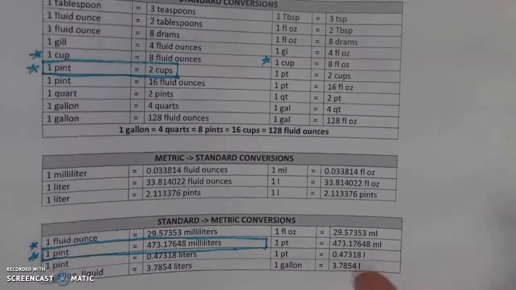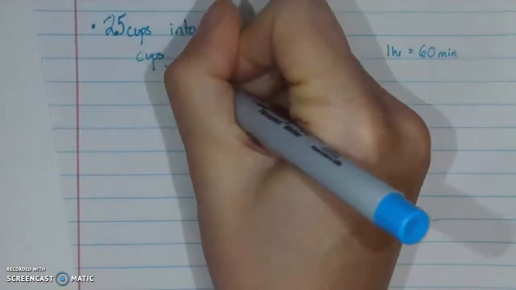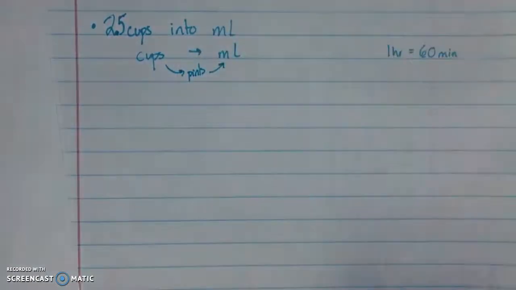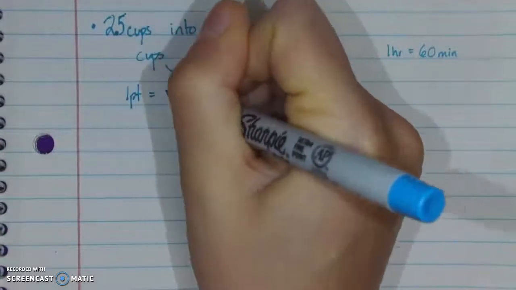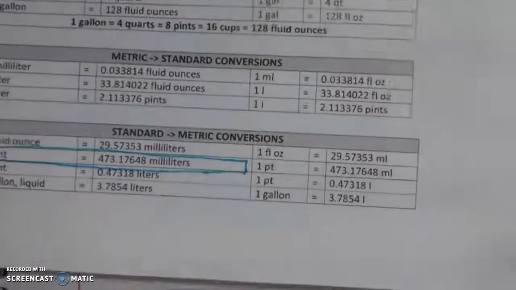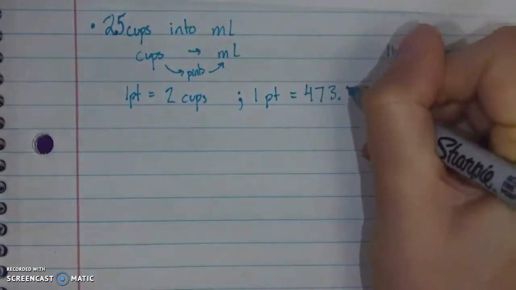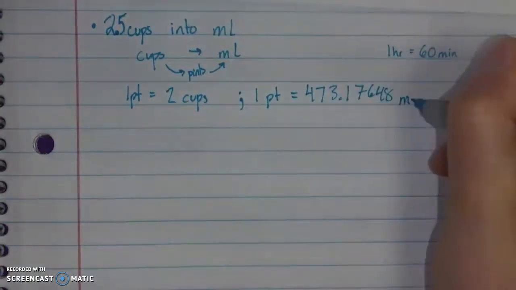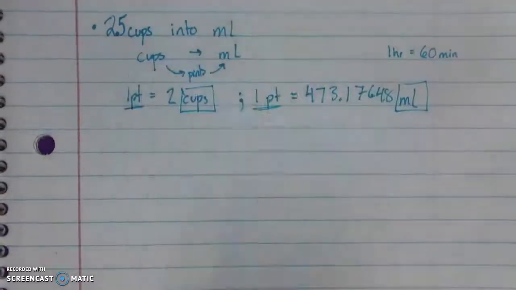And I'm going to write out those 2 conversions in that order. So starting at cups, in order to get from cups to milliliters, I'm going to have to go into pints first, so I can switch those pints to milliliters. So I'm going to say, first, according to my conversion chart, 1 pint equals 2 cups. And also according to my conversion chart, 1 pint is equal to 473.17648 milliliters. Now notice I have cups, I have milliliters, and I have an overlapping unit between them.